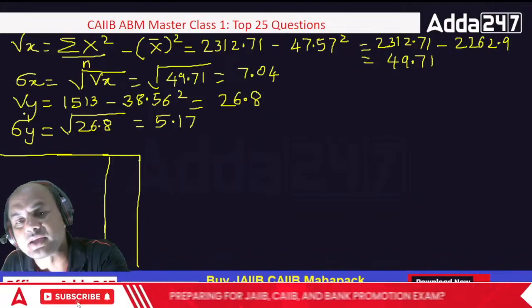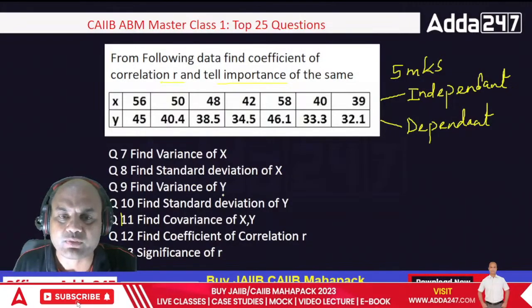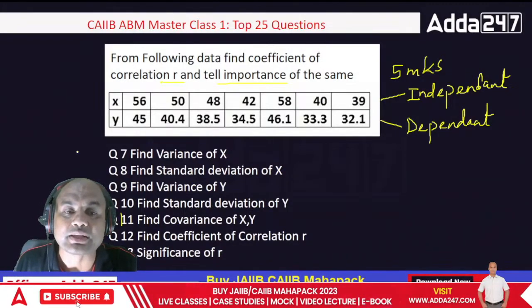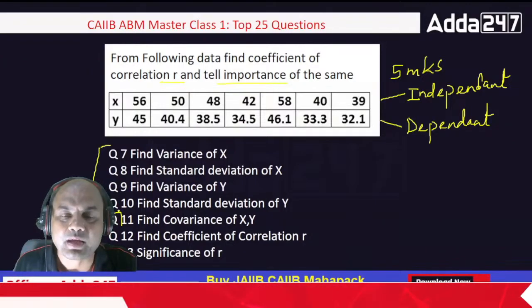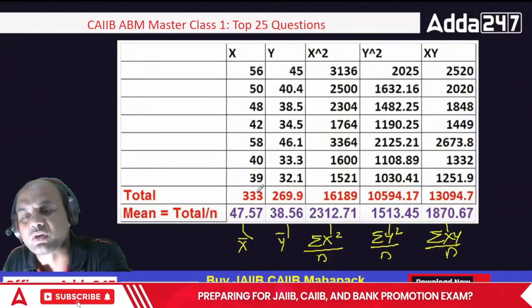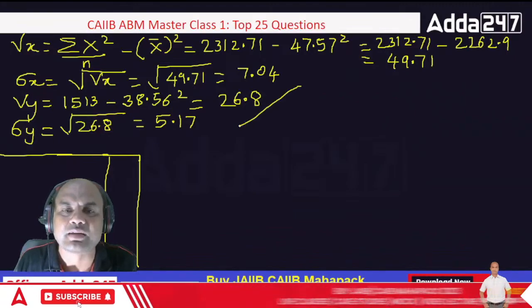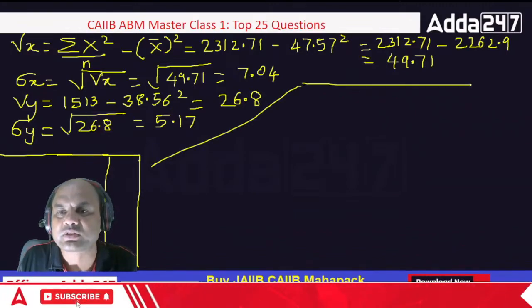Now look at this. How many answers have you got? You have got variance of x, standard deviation of x, variance of y, and standard deviation of y. So four answers are solved already. That's why I said the table is important. Once your table is done, 70% of the problem is done. Now what remains? Let's solve it over here.